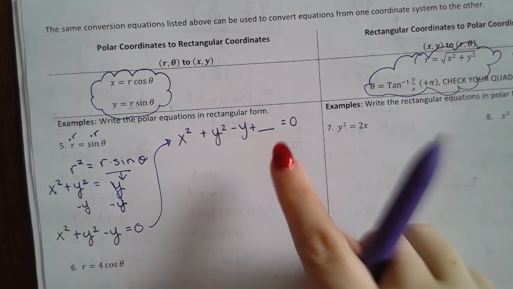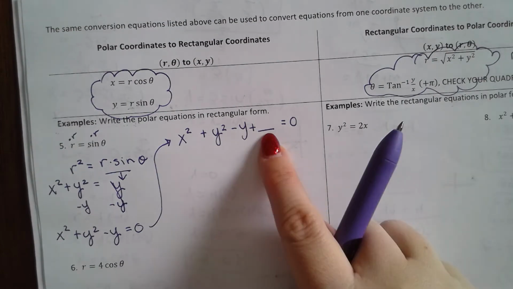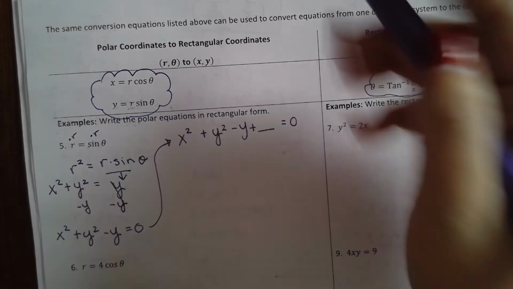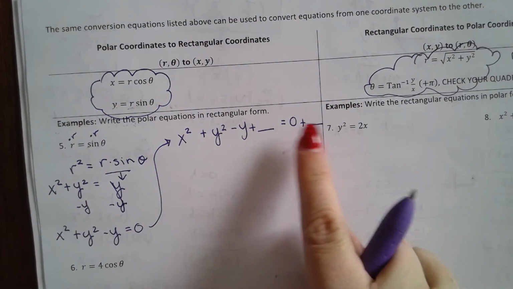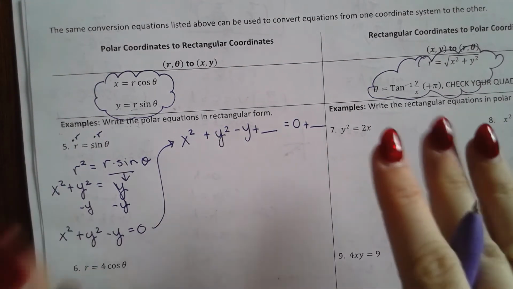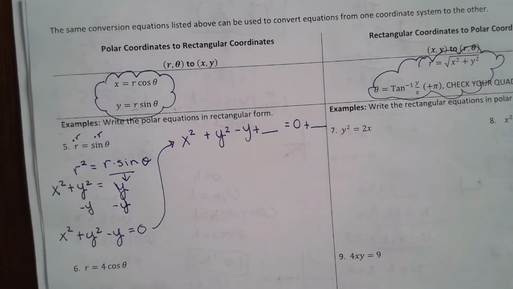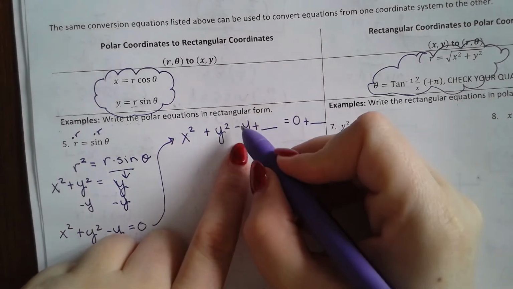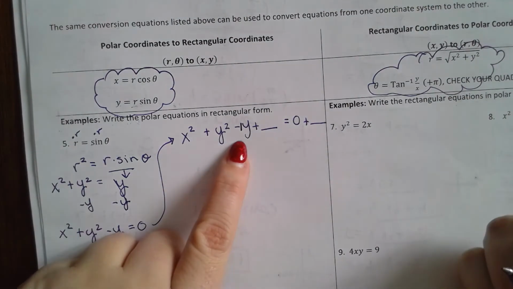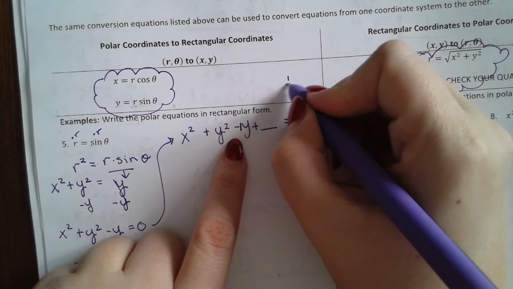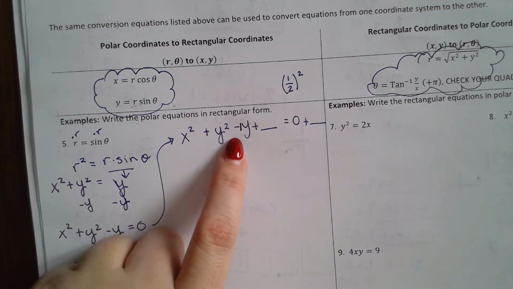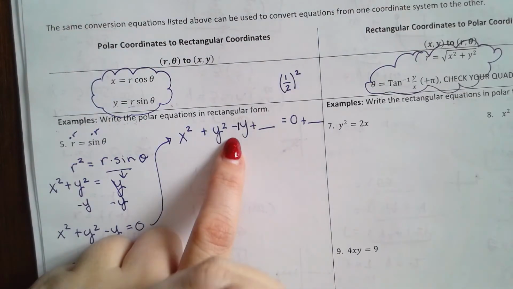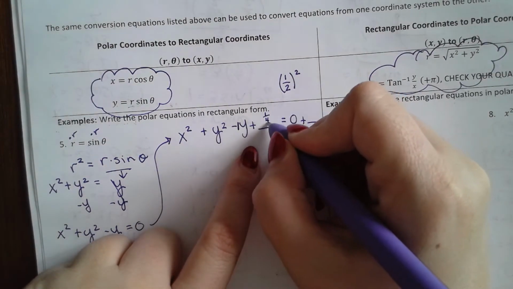If I add something to this side of the equation, then I also have to add something to this side, so that it can stay balanced. So in order to find the blank, we're going to take the number in front of the y, which in this case is 1. We're going to divide it by 2 and square it. So 1 divided by 2 squared would give us 1 over 4.